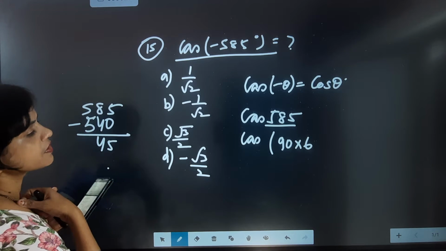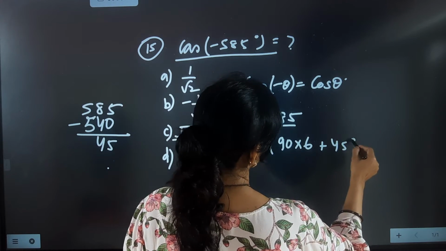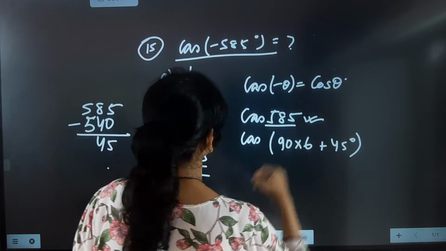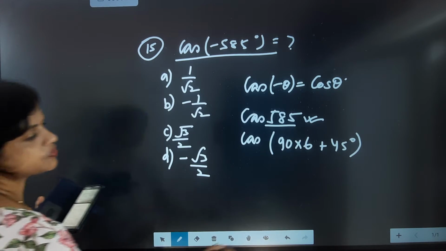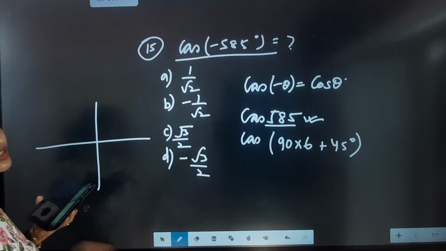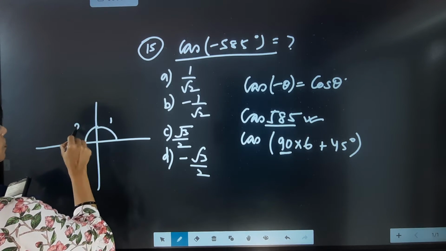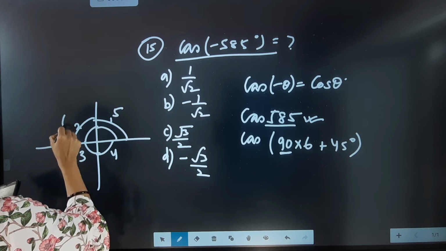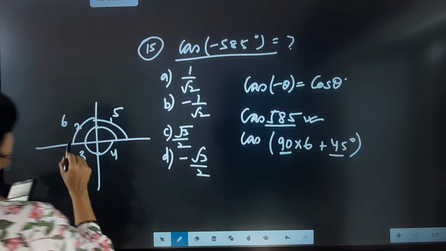So here it is 540 plus 45 degree. What I did, I converted 585 degree as 540 plus 45, because 9 sixes are 54. Now we will rotate by 90 degrees. You see, 90 will go 6 times: 1, 2, 3, 4, 5, 6. After 6 times, over the cycle, 45 is left.